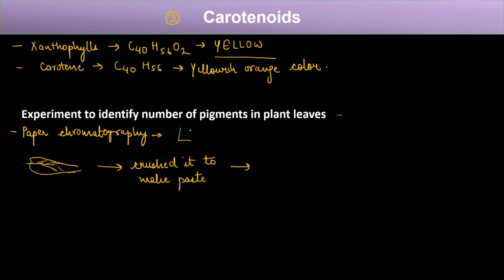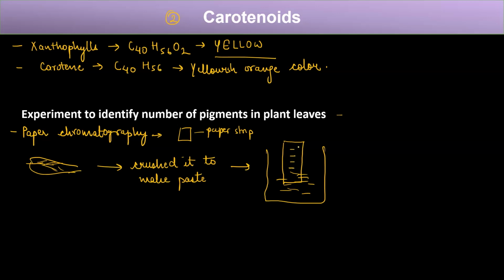Then they dip the paper strip in this crushed leaf paste. There comes a paper strip. And what they observed was 4 spots formed on this paper strip, and these spots look something like this. Okay. So what happened here?